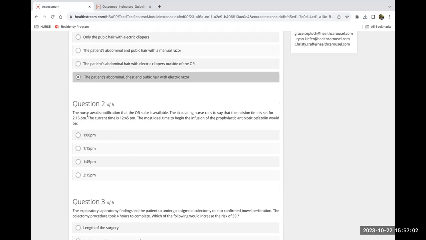The patient awaits notification that the OR is available. The circulating nurse calls to say that the incision time is set for 2:15 p.m. The current time is 12:45. So if the incision time is at 2:15, begin prophylactic antibiotics at 1:45. The ideal is 30 minutes before the incision time. So that's 1:45 p.m.